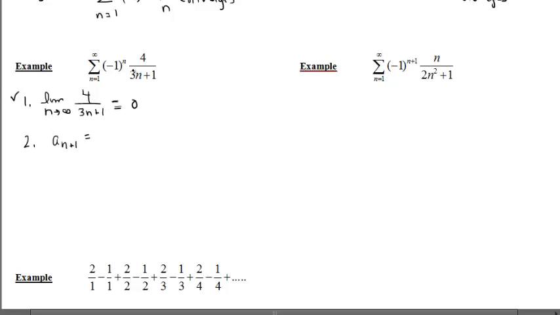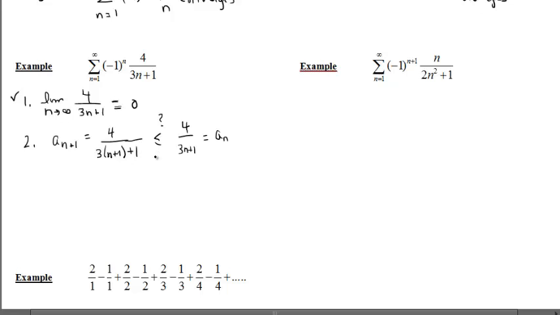The term that follows this term is going to be 4 over 3 times (n plus 1) plus another 1. So what you do is you just replace the n with n plus 1. Is that less than, is it less than or equal? Yes, less than or equal to 4 over 3n plus 1, which is the nth term.